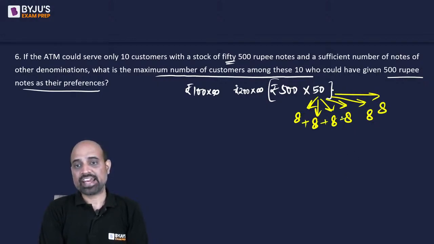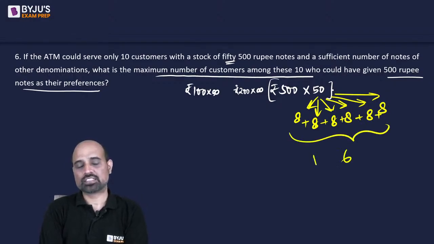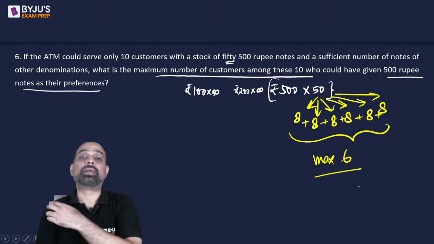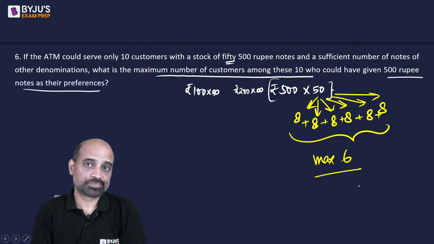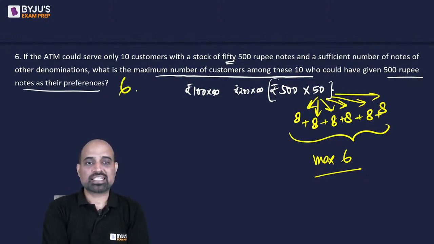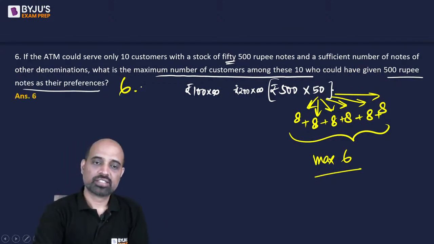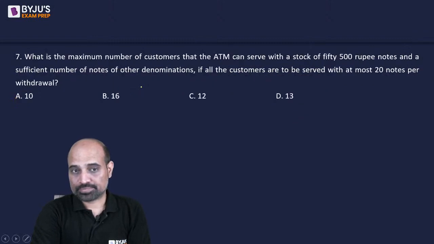8 plus 8, 8 into 6 is 48, right? So can we say a total of 6 customers at most that we can cater to? If we took 10 instead of 8, we could cater to only 5 customers, right? So the maximum is 6 customers the ATM can cater to with only 50 500 rupee notes. So the answer is going to be 6.